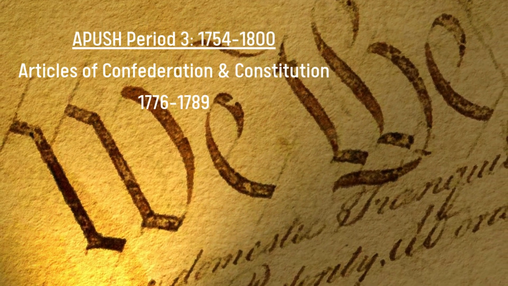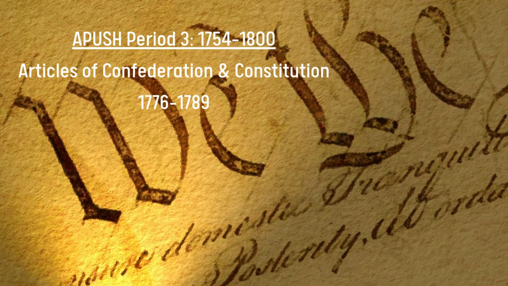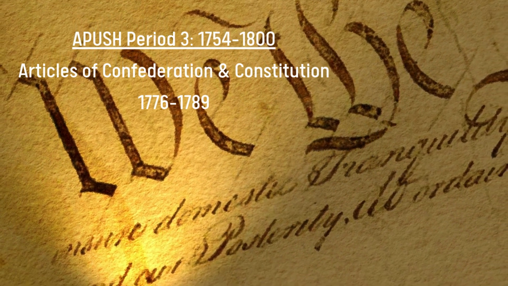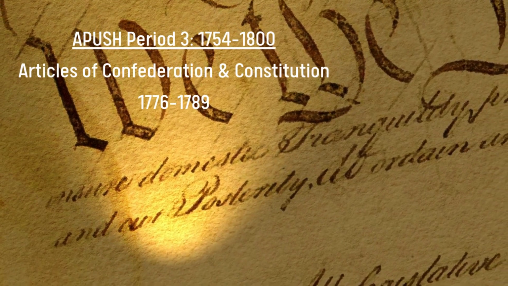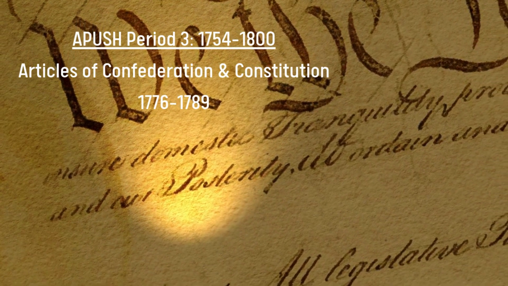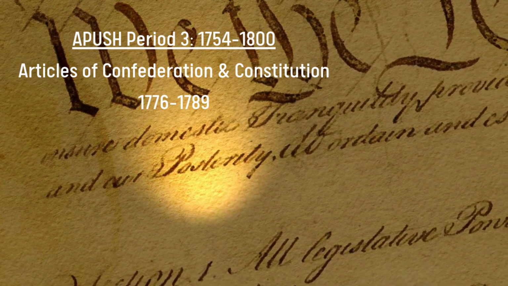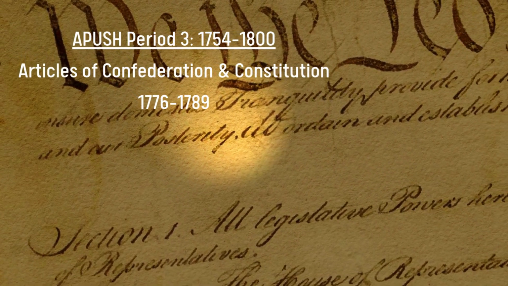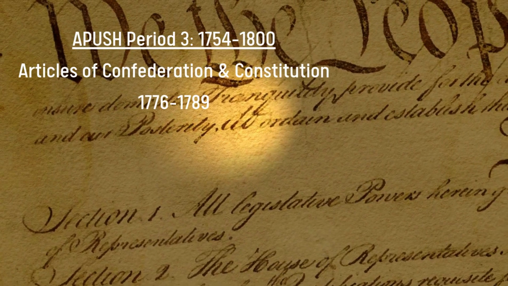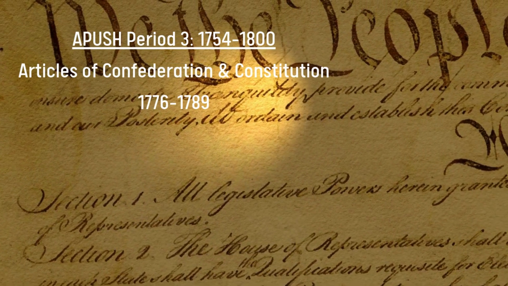Under the Articles, the government could conduct foreign policy, borrow money, and make treaties. Yet it couldn't tax or regulate trade, which were significant limitations. The government had a unicameral Congress but lacked an executive branch or court system. Decisions required 9 out of 13 states to pass laws, and amendments needed unanimous agreement from all states.